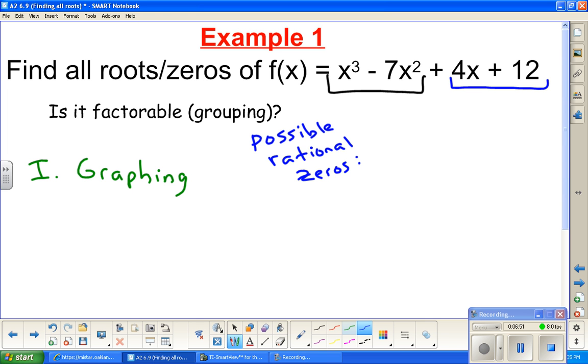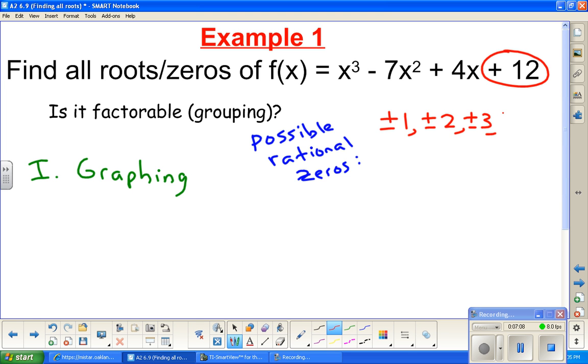Okay, so what are the possible rational zeros? We need factors of 12, right? So plus or minus 1. Don't forget 2. 3 goes into 12. 4 goes into 12. 6 and 12. And in this case, the denominator would be the factors of the leading coefficient. If that's ever just a 1, dividing by 1 is not going to change anything.